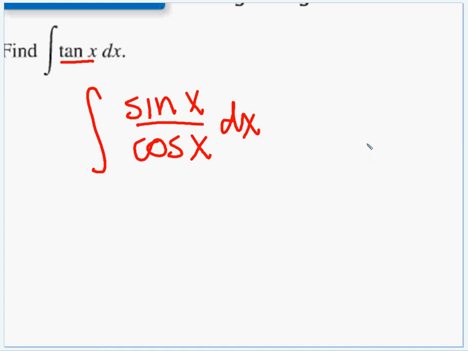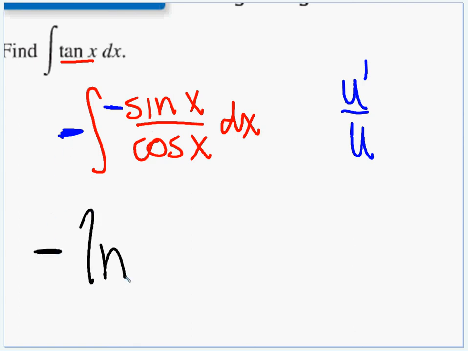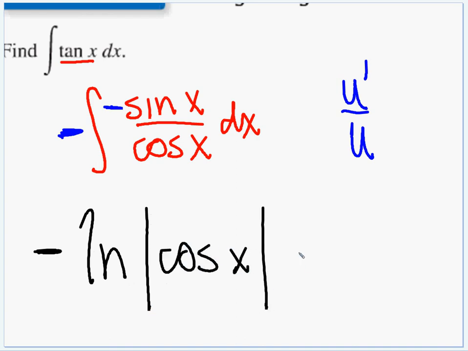Let's see if it fits our form. If my denominator is a function u, what is the derivative of cos? Well, that would be negative sine. And we're pretty close to negative sine there. If I just put a negative 1 here, I would have to balance that with a negative 1 out front. And now we are perfectly in u prime over u format. So our answer, we're going to bring along that negative, and it's going to be the natural log of the absolute value of just the denominator, cos x, and don't forget your plus c.